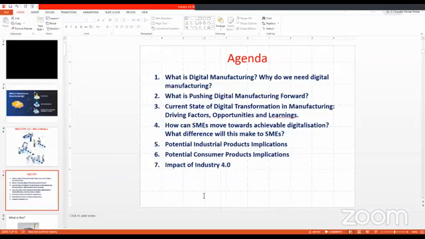This is the agenda of the meeting. What is digital manufacturing? Why do we need digital manufacturing? What is pushing digital manufacturing forward? Current state of digital transformation in manufacturing? What are the driving factors? And what are the opportunities and learnings? How can SMEs move toward achievable digitalization? What difference will this make to SMEs? Potential industrial products implications, potential consumer products implications, and the impact of Industry 4.0 on the complete industrial sectors worldwide.